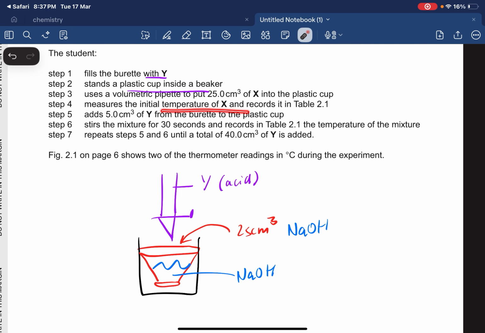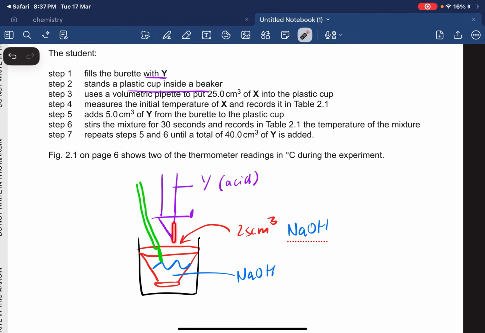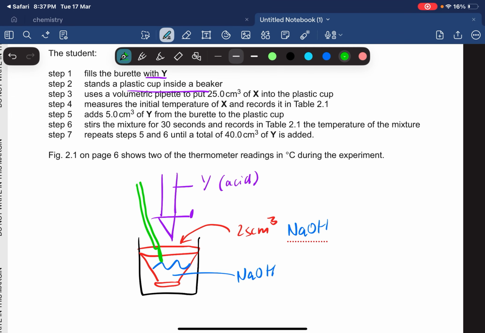Measure the initial temperature and record it in table 1.2.1. You have a thermometer inserted inside, and this thermometer is going to measure the temperature, and obviously when you're going to add the acid, neutralization reaction is going to take place, and when neutralization takes place, your temperature is going to increase. Then you're going to measure the final temperature by using the formula. You're going to calculate the heat energy released, and then I don't know what you're going to do next.